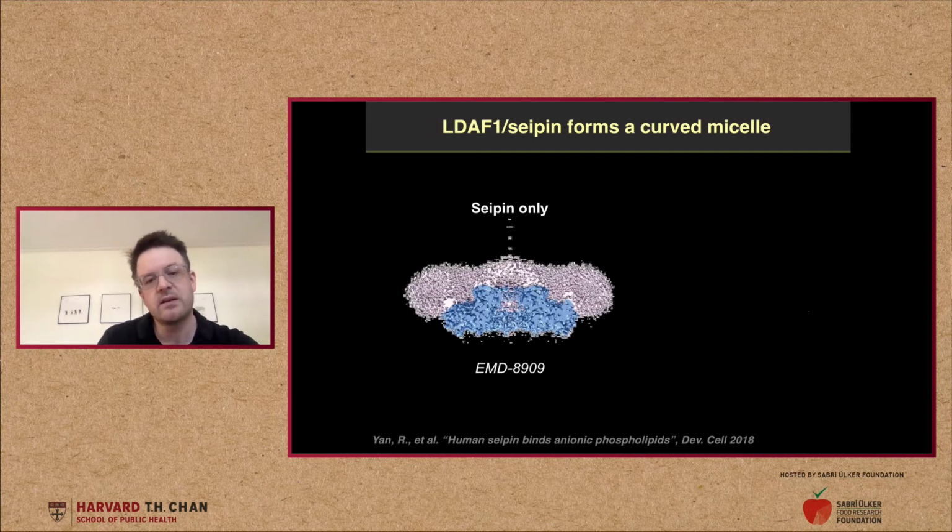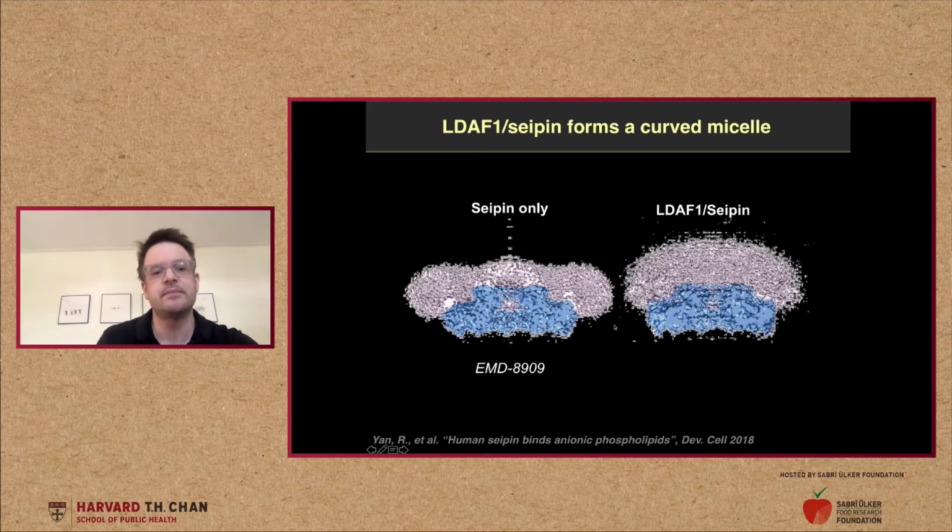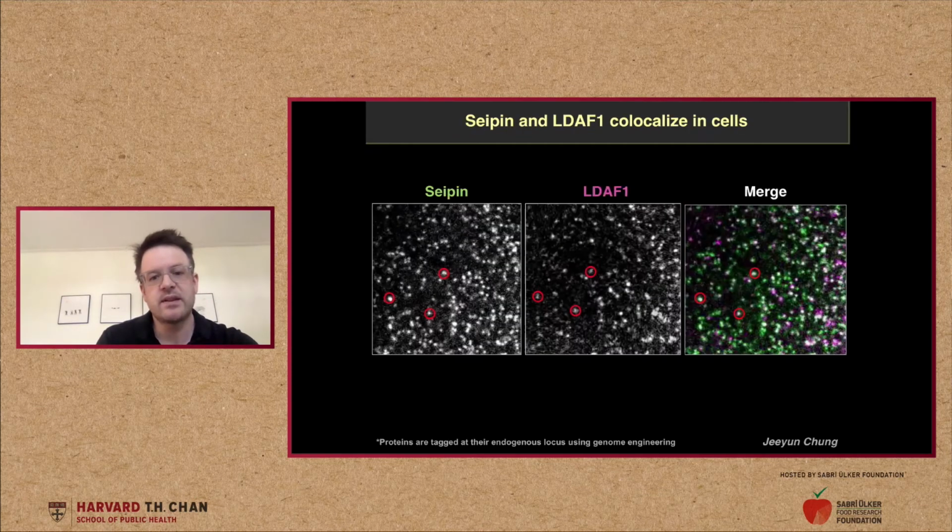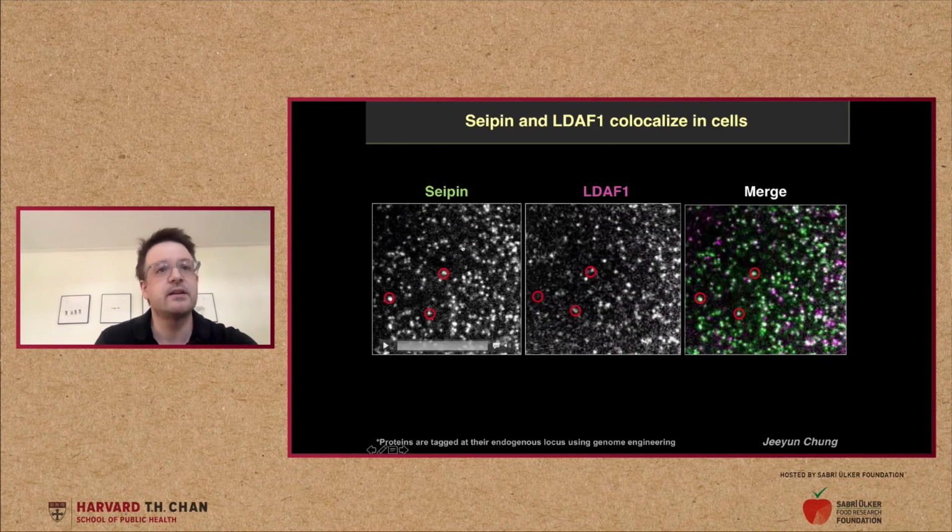And this is further supported by our initial electron microscopy attempts, where we see that seipin alone forms a flat micelle. But if you have the complex, the luminal structure stays the same, but you now see this bulge out in the membrane. And remember, this is where there is some triglyceride included. So we believe that this is a trapped intermediate, in which LDAF and triglyceride together are in the core of this, giving us the first view of a forming lipid droplet in its lens stage.